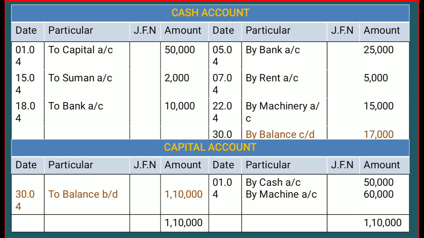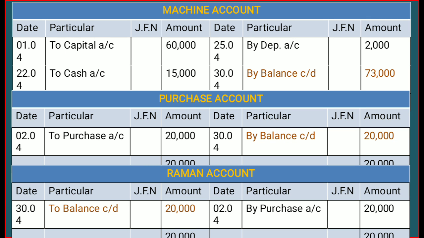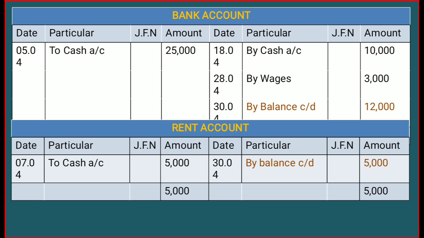So let's start. First, we have to prepare our cash account. Here you can see the balancing figure of the cash account will be 17,000. Capital has 1,10,000, that is the balancing figure. Every time we have to see the balancing figure. Next, machinery, balancing figure is 73,000. Purchase account balancing figure is 20,000. Raman 20,000. Bank account 12,000. Rent account 5,000. Because you are all aware of the format and how to calculate the balancing figure, I have prepared these on the basis of that.